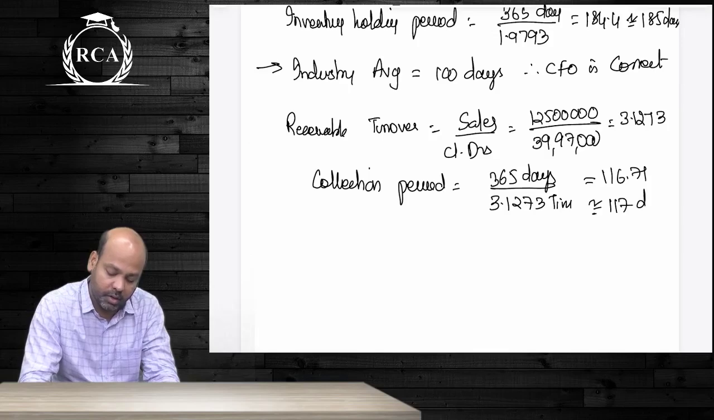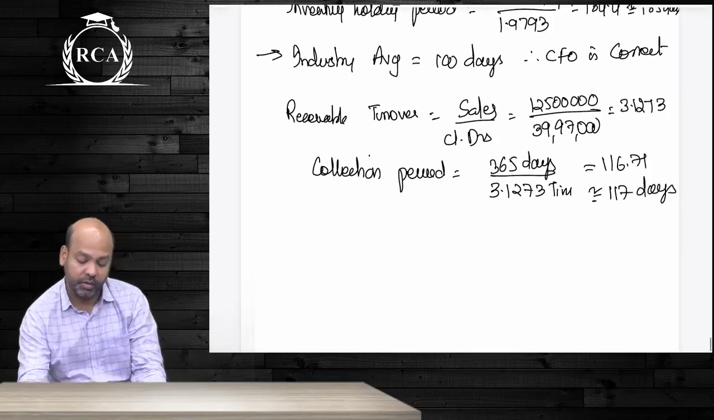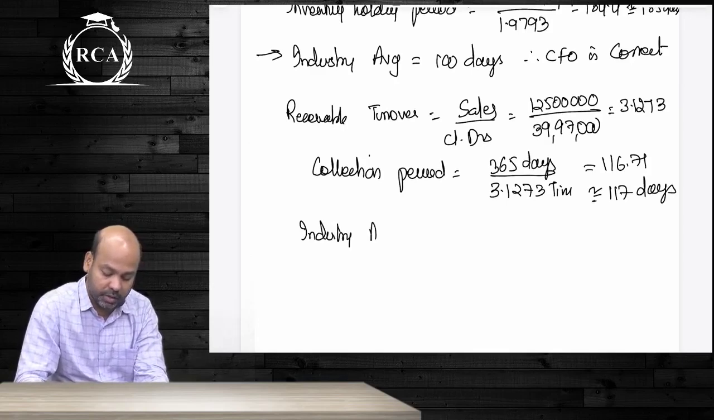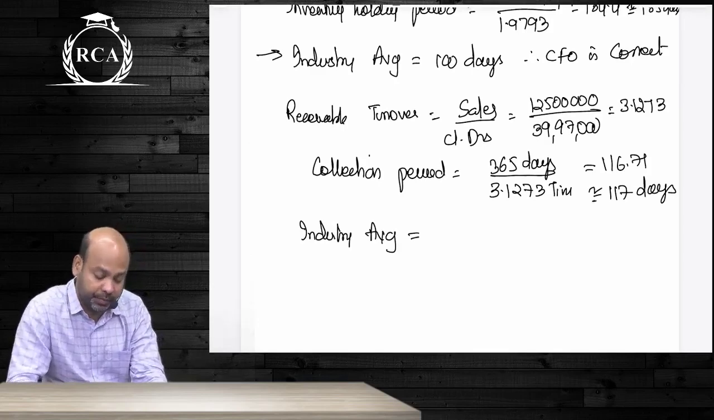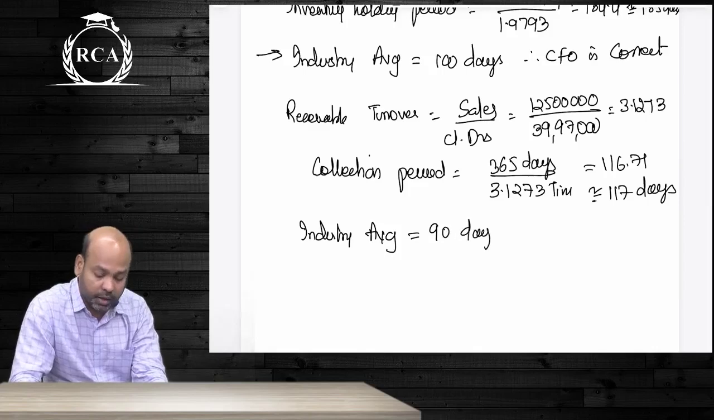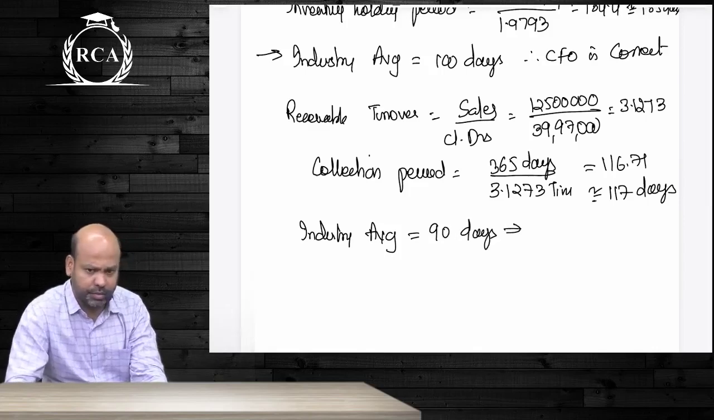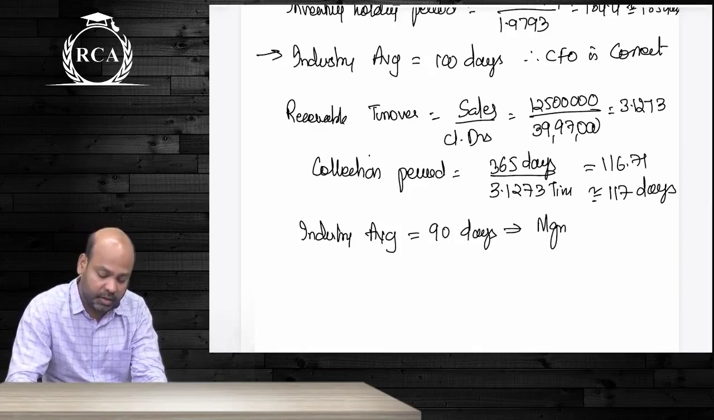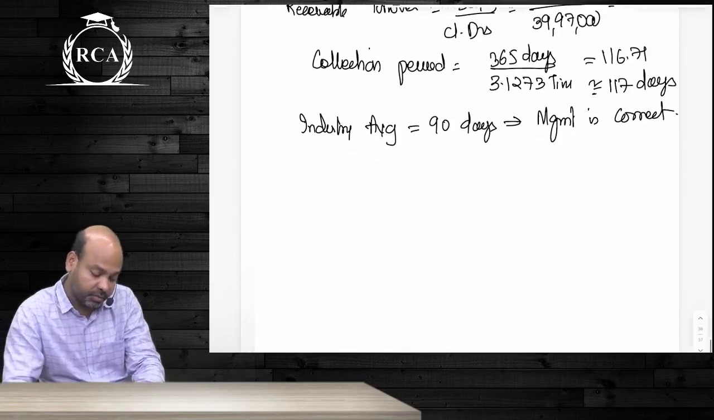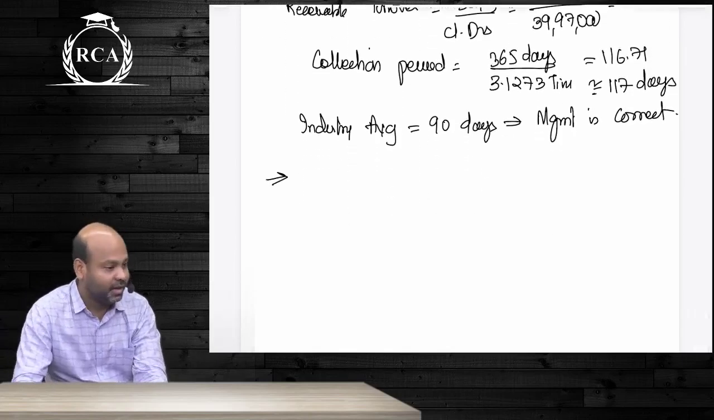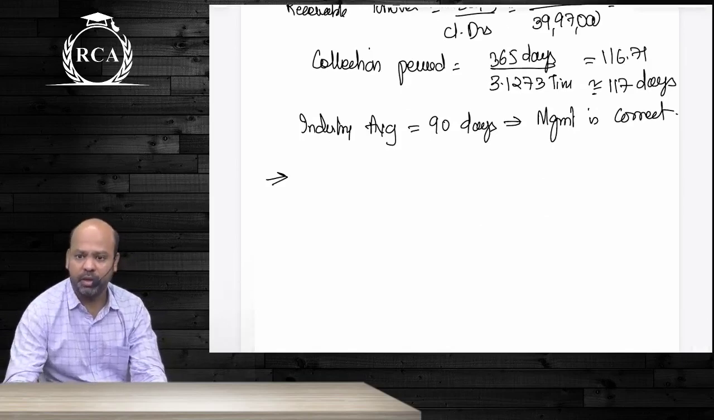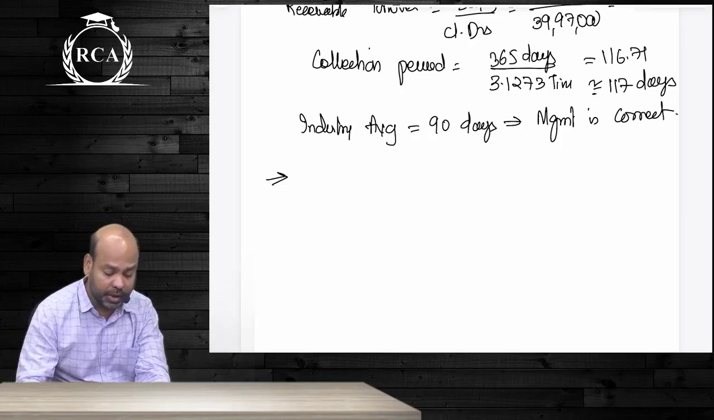That is 116.117 days. After this, solving the class questions at that time becomes very easy, at least the revision gets done. What is the industry average? 90 days. Industry average is 90 days, guys, so is the management correct? Management is correct, CFO is correct, both of them should fight it out. Whoever wins should decide what should be implemented.